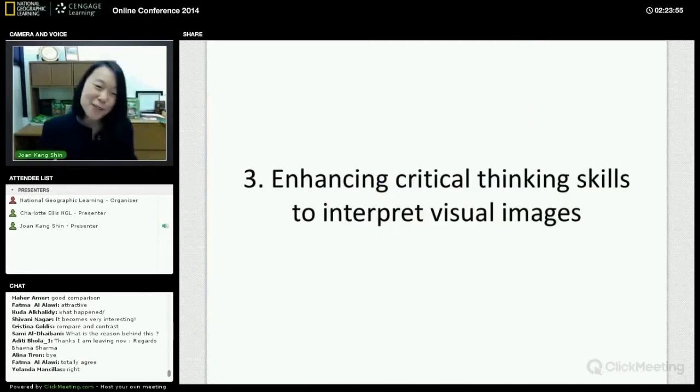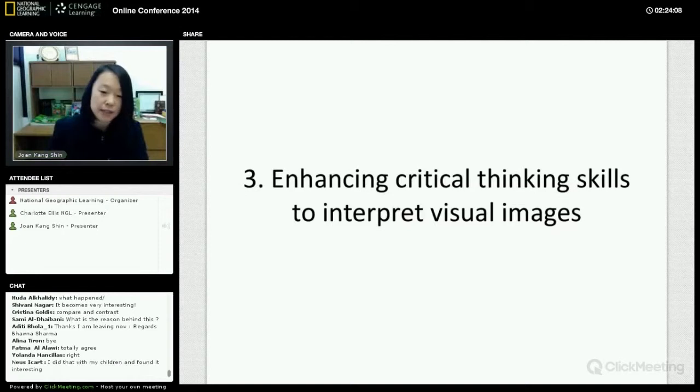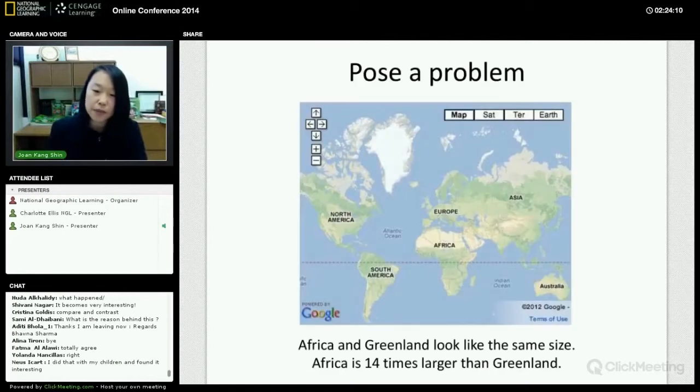I'm almost done here. 2 more points. So if you can hold on, we'll get through them together. So I'd like to talk about enhancing critical thinking skills to interpret visual images. This is something that John Hughes talked about, right? Critical thinking skills. And here are 2 examples.